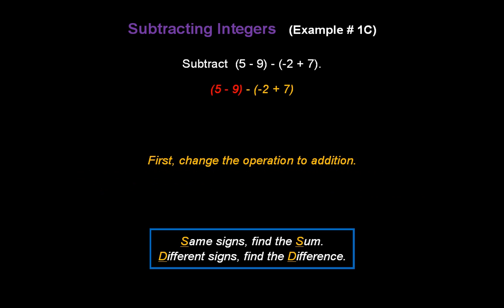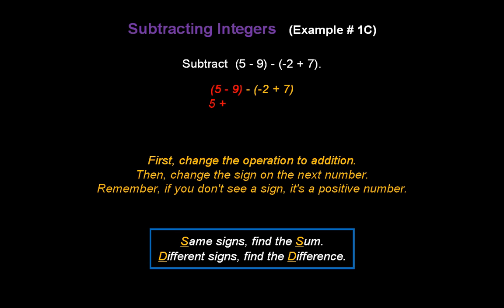First, let's change the operation to addition. So we could write down 5 plus, because we're changing subtraction to addition to start. Then we have to change the sign on the next number. Remember, if you don't see a sign on a number, it's a positive number. So this was 5 minus a positive 9. So let's change the sign from positive 9 to negative 9.